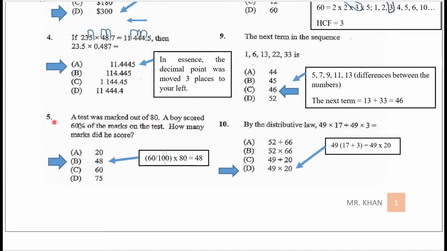Number 5. A test was marked out of 80. A boy scored 60% of the marks on a test. How many marks did he score? Well, we just simply find 60% of 80. That would be 60 over 100 by 80.